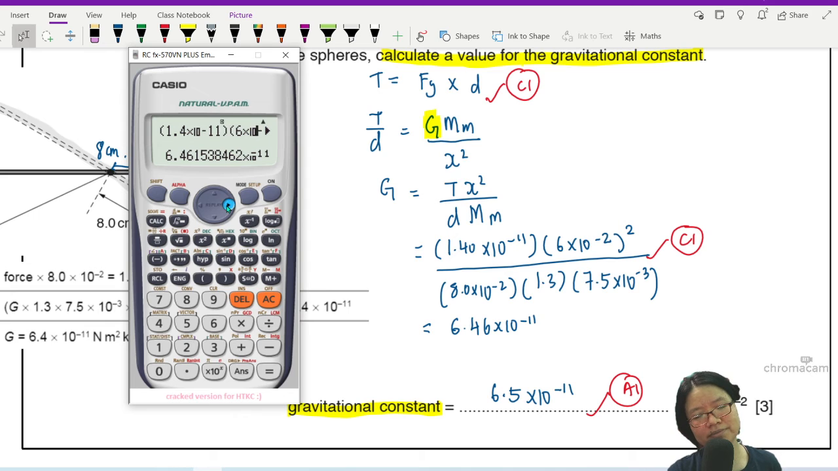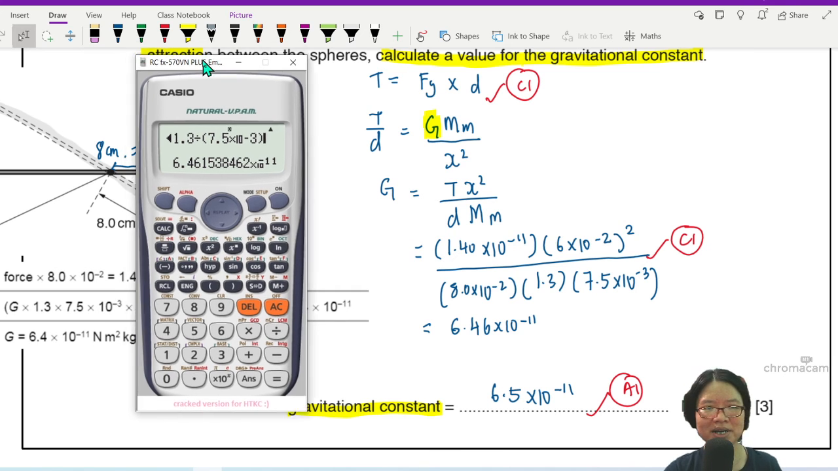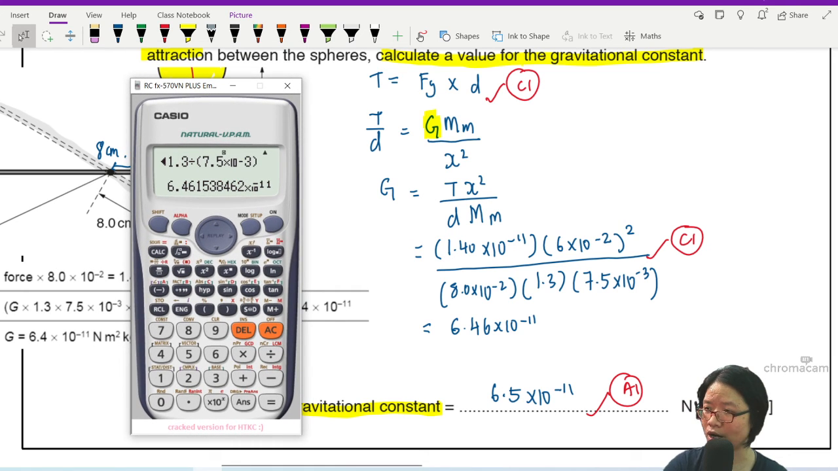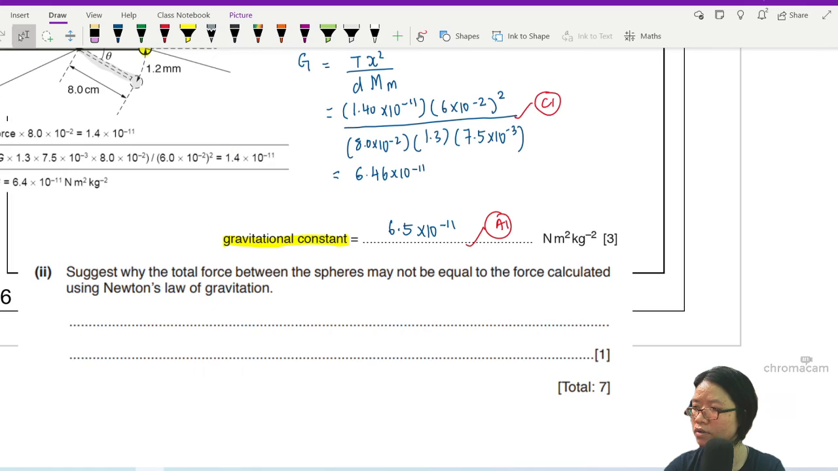Negative 11, 6 times 10 to the power negative 2. Yeah, pretty sure it's okay. All right, so that is this part of the question. Now we are ready to move on to the last part. This is the second part that I didn't crop in.